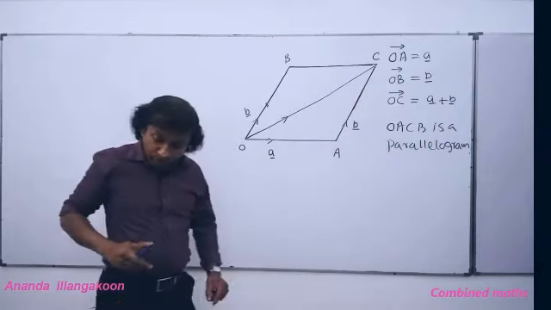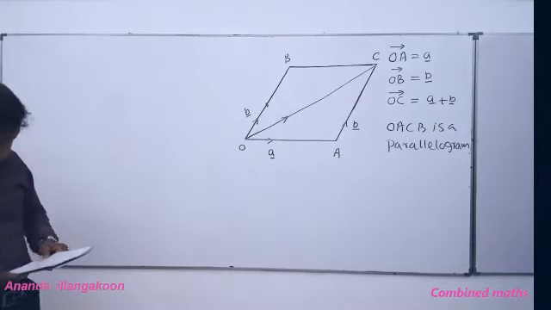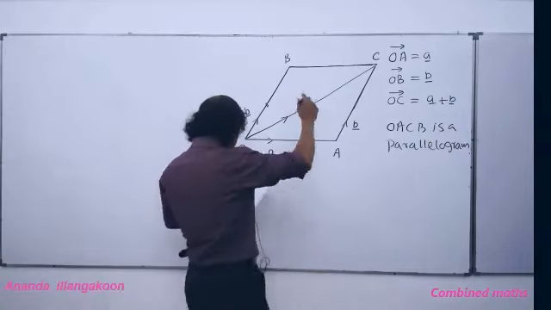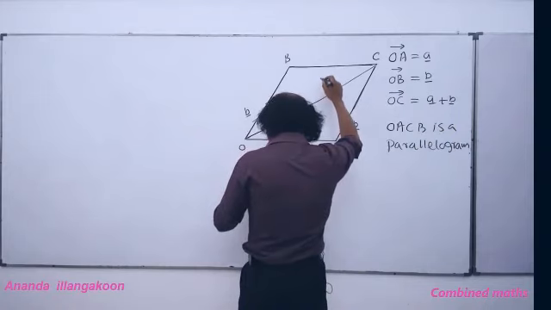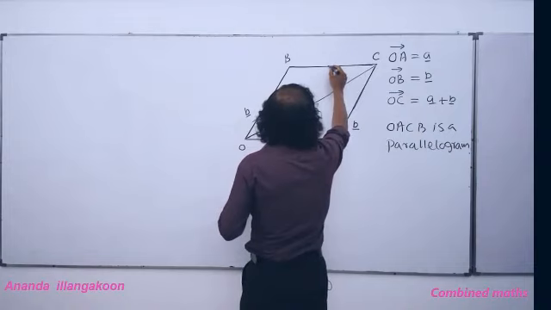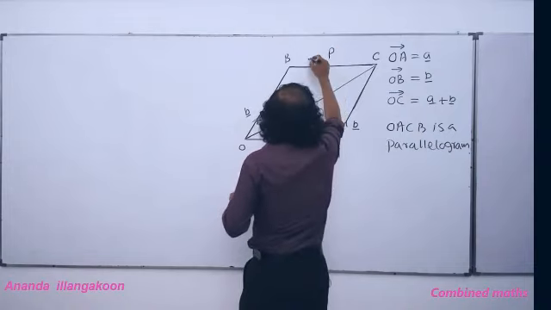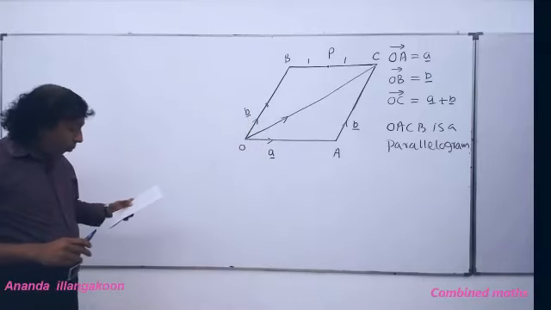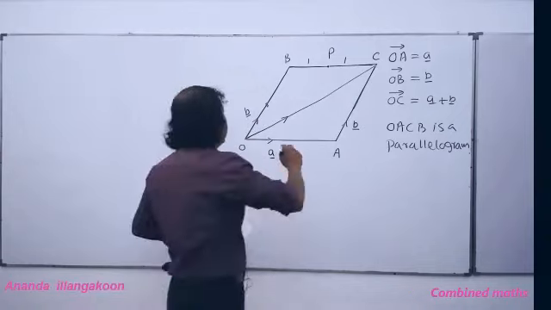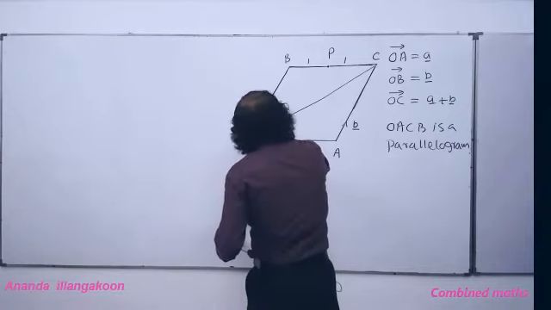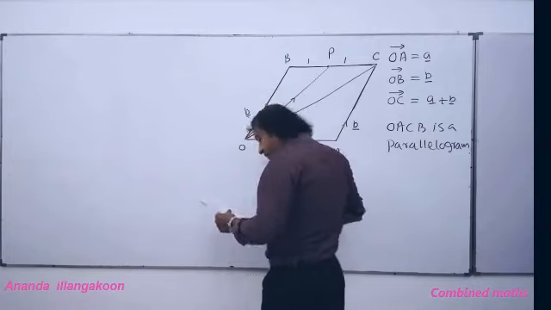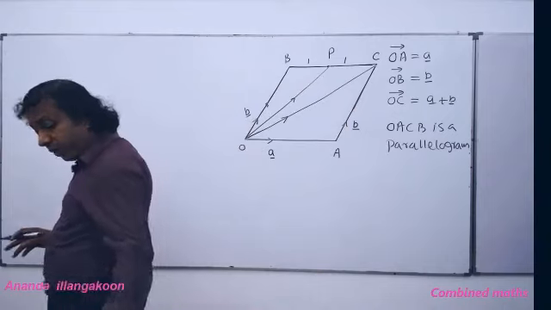Now we'll read the next part. P is a point on BC. Yeah, somewhere here. P is the midpoint of BC. Yeah, P is the midpoint of BC. Midpoint means the ratio is 1:1. Show that OP vector is, we have to take this as the answer. Right. We will have to take this OP vector.